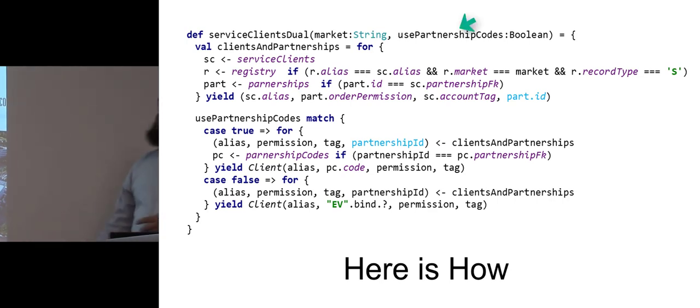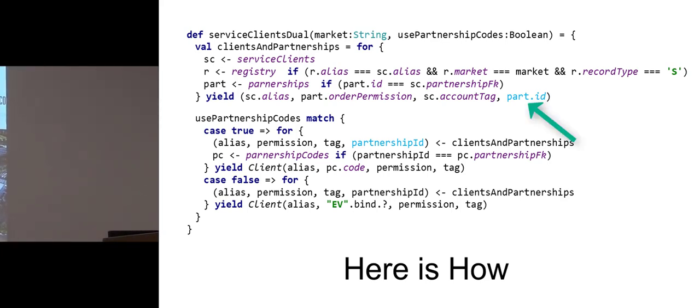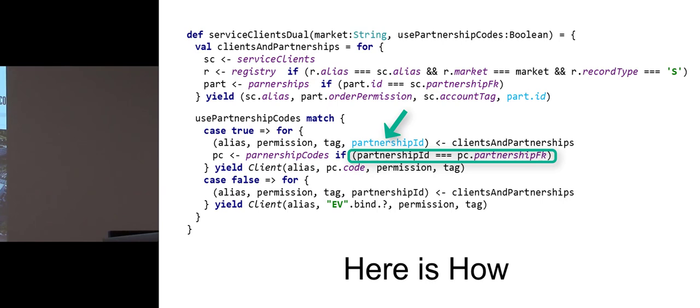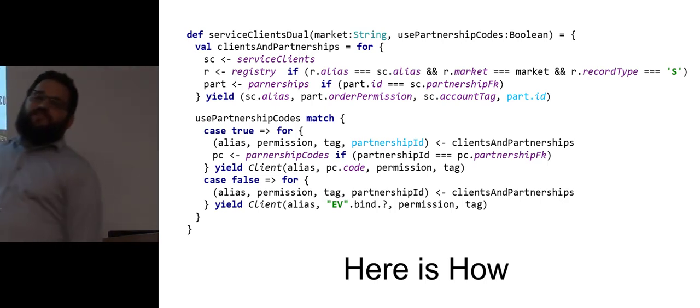We can pass a Boolean field inside that gives us some additional information. So at the top, clients and partnerships, we join them up. We get everything out of there that we need with this additional nice little field. In the case that we want partnership codes, we can use this and join it up to this and return the partnership code. If not, just return our static value. So essentially, we have encapsulated all of the functionality that we need into one single function.